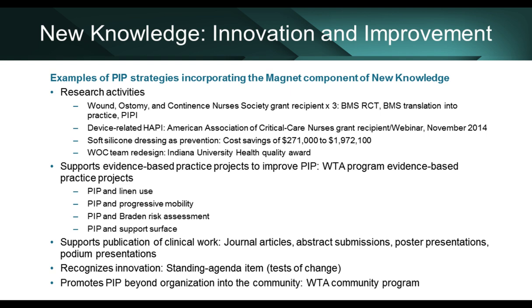It has decreased our pressure injuries from NGs and core packs to almost nothing. And we did a soft silicone dressing that we used as prevention, and we saw a cost savings of potentially up to almost $2 million. That got our leadership's attention.